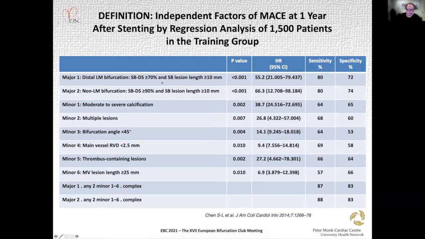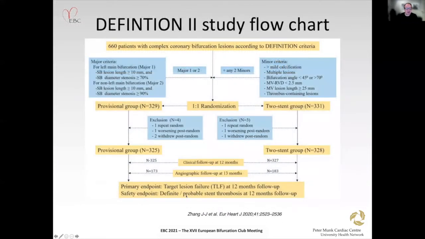diameter stenosis 70% or 90%, depending on which, and in both cases, lesion length greater than 10 millimeters, and any 2 of 6 minor criteria. So this defined a high-risk patient who had a worse outcome in that particular study.